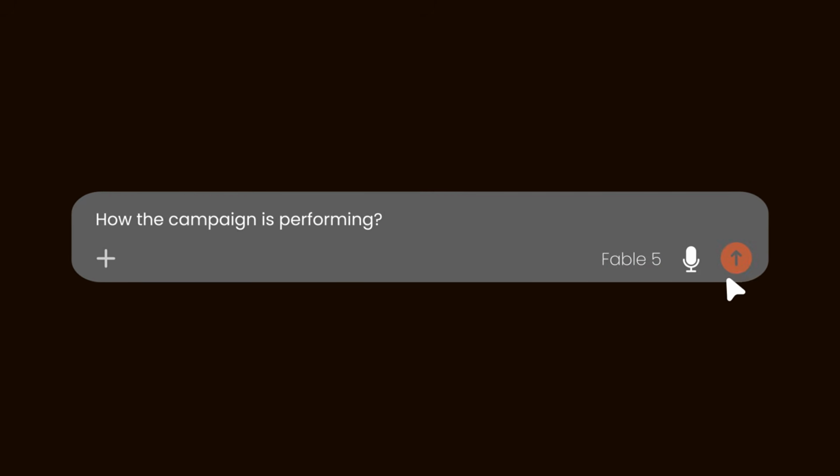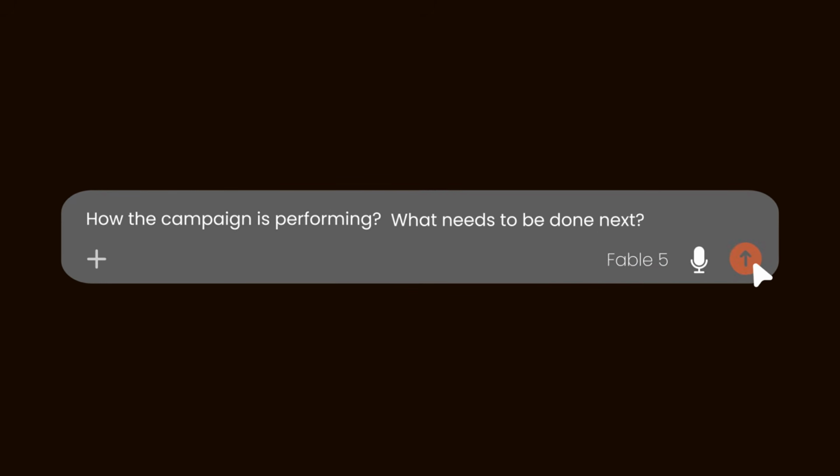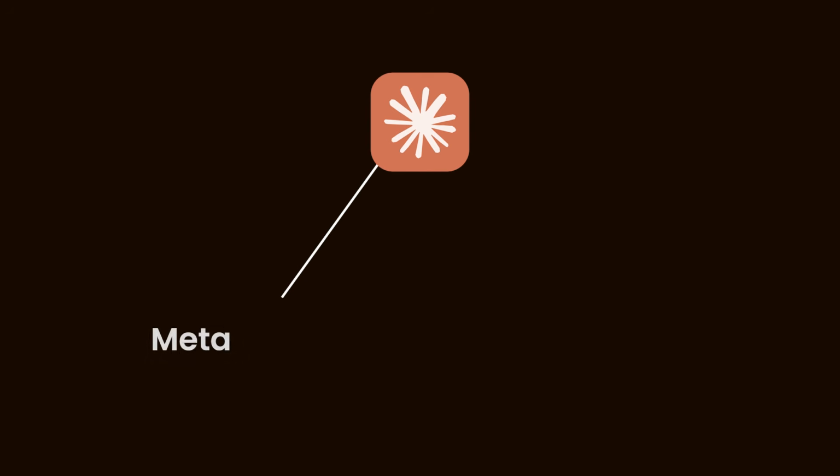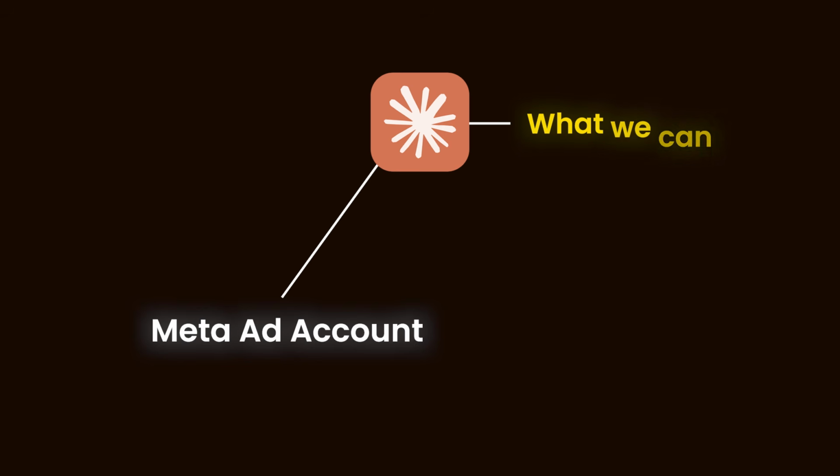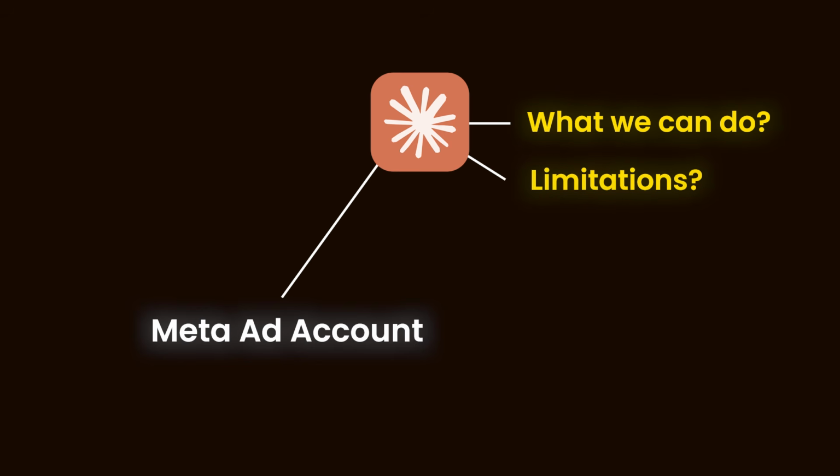All you have to do is just go to Claude and ask how the campaigns are performing, what needs to be done next, because not only can Claude run your ads, but it can also analyze existing campaigns, find new opportunities, and definitely help you scale your campaigns. So in this video, I'm going to show you, first of all, how to connect your Claude to your Meta ad account. And after connecting that, we will try some basic to advanced operations using Claude and see how it performs. What are the things that we can do right now? What are the limitations we have when it comes to running ads through Claude?